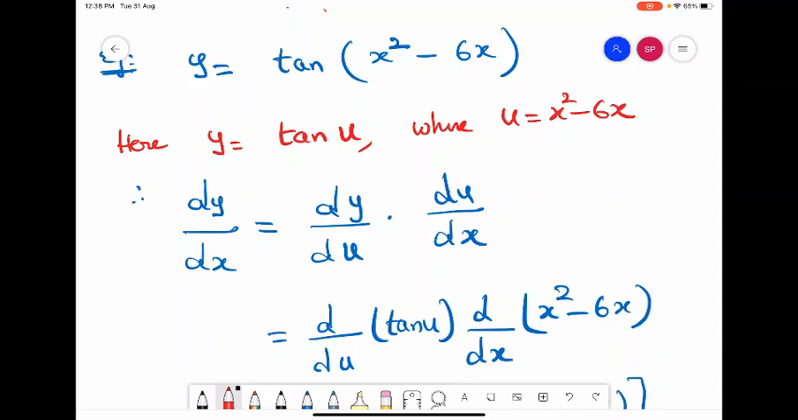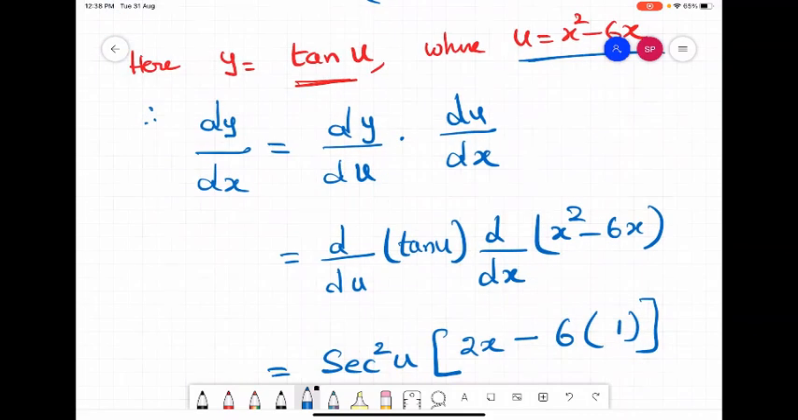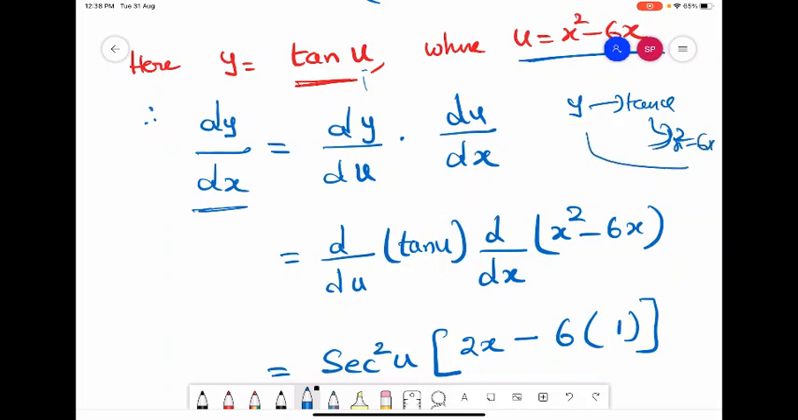Now let us go for one more example of the same model. y is equal to tan of x square minus 6x. So again here y is tan u, and where u is x square minus 6x. So what is the formula? dy by dx. y is to u and u is to x. You want dy by dx. You want to go from y to x. So dy by dx is dy by du into du by dx, with respect to u first and then with respect to x.